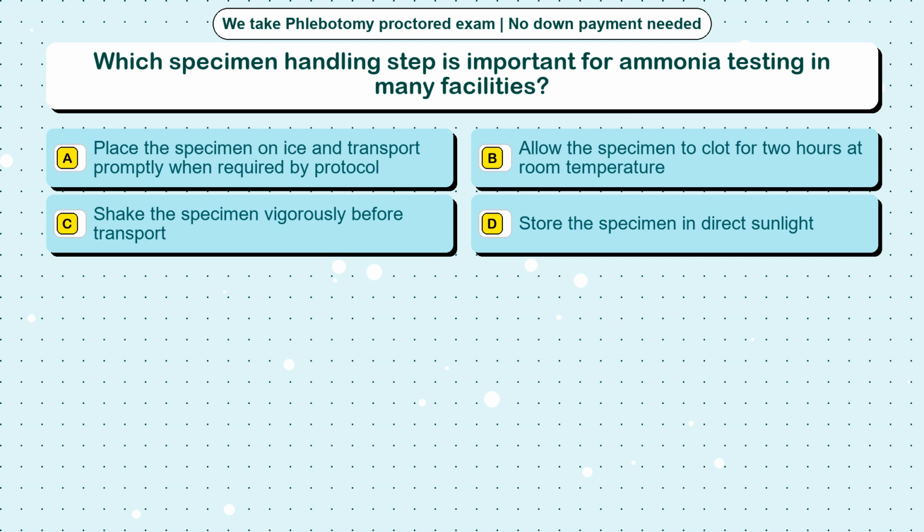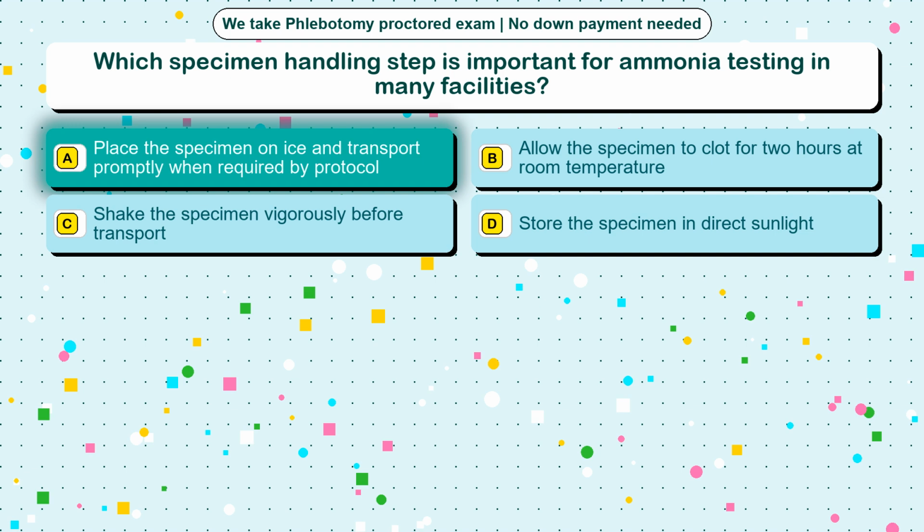Question 17. Which specimen handling step is important for ammonia testing in many facilities? Option A. Place the specimen on ice and transport promptly when required by protocol. Option B. Allow the specimen to clot for 2 hours at room temperature. Option C. Shake the specimen vigorously before transport. Option D. Store the specimen in direct sunlight.